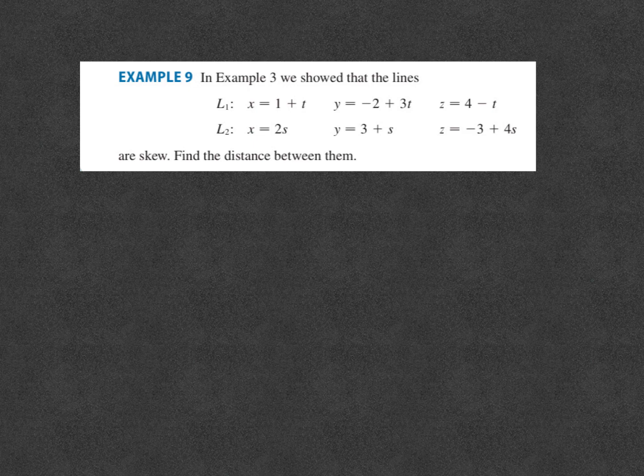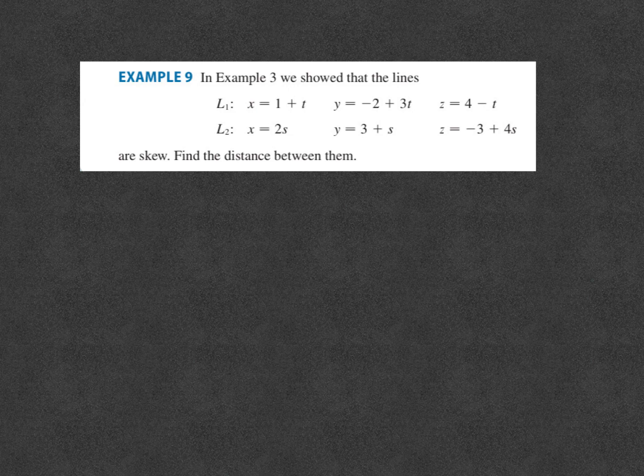Check out example 9. It says in the previous example, we showed that these lines are skew, so find the distance between them. This is different than the last one because in the last two they were parallel. So we had our normal vector, but in this case we have skew lines, so we need the normal vector between them.